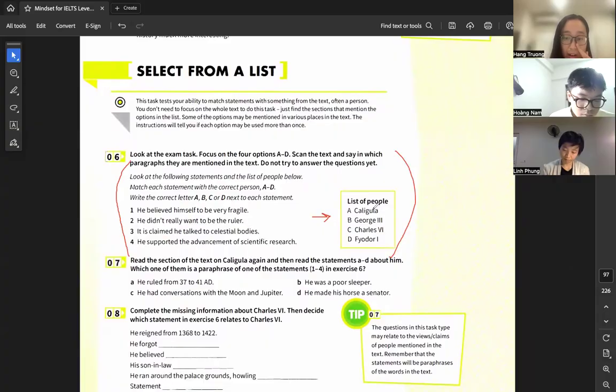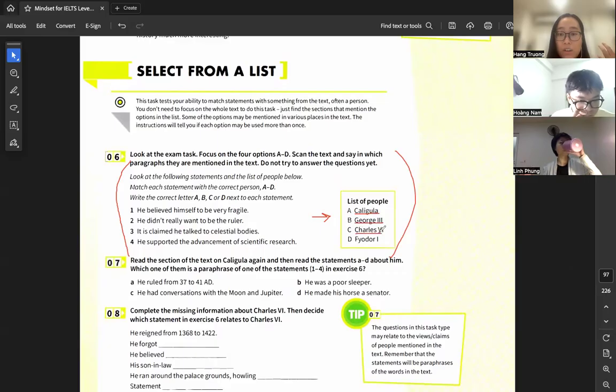Và cái list này thì thường nó sẽ là gì nhỉ? Bao gồm những cái tên rất là cụ thể được mention ở trong bài. Yeah, very specific details, and usually there are names of people or names of programs or of a film, for example.